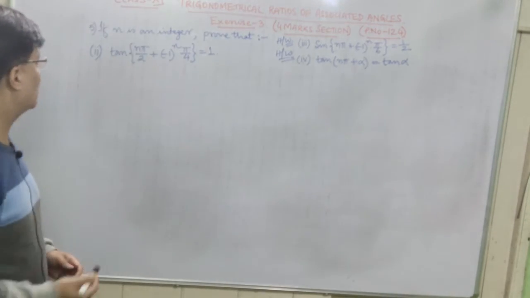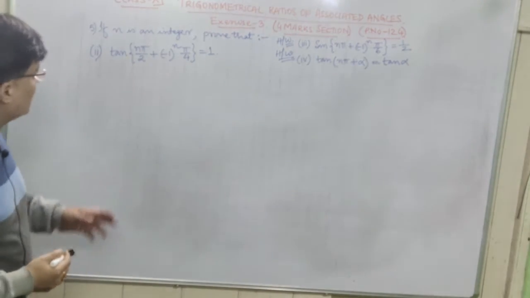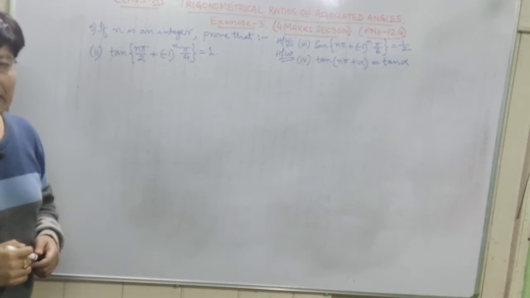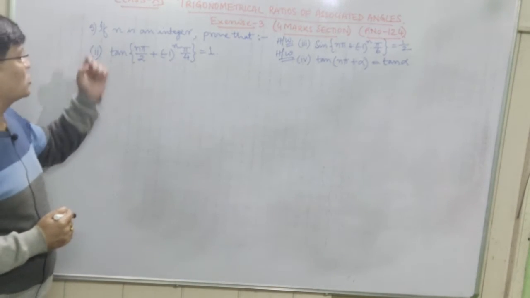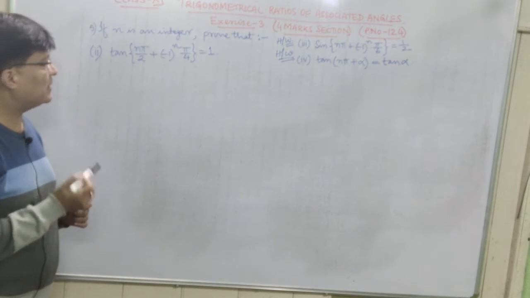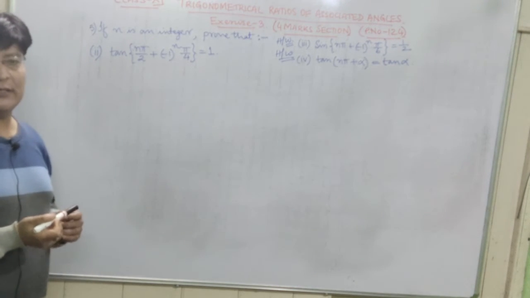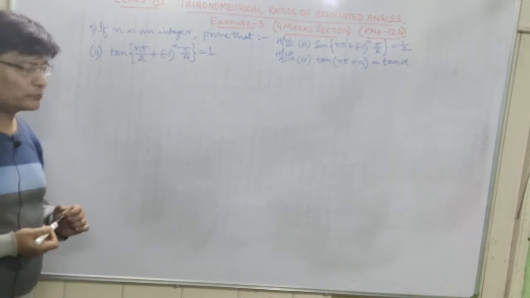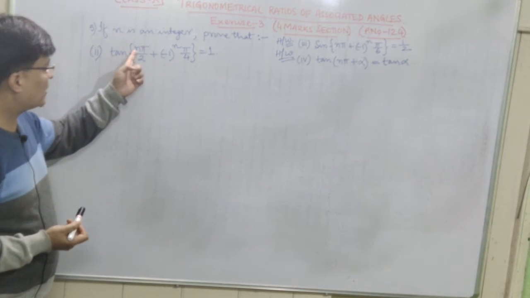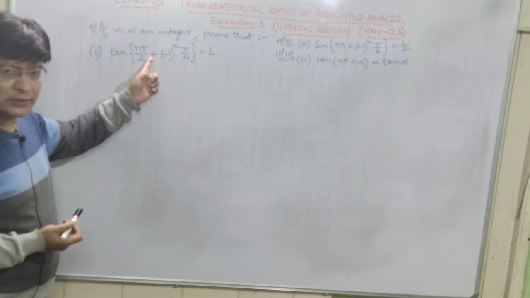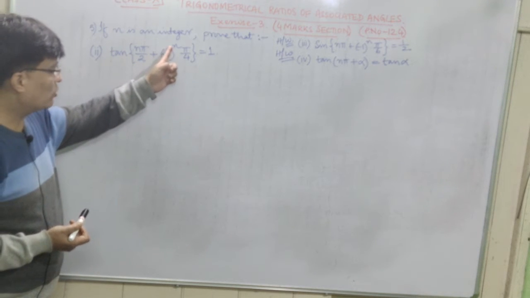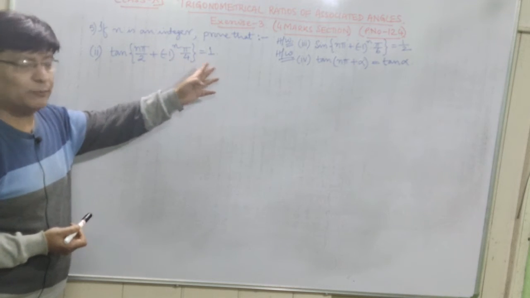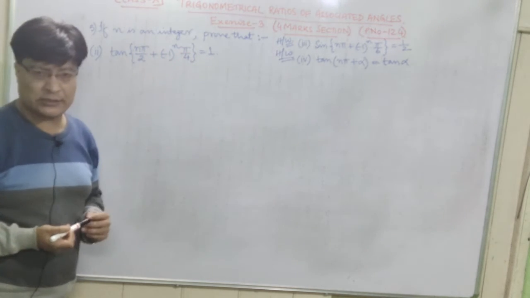So now we'll do the next question, that is 5 number 2. This is the same type of question as we have done in the previous problem. So question number 5: if n is an integer, it may be even integer, it may be odd integer, you have to prove that number 2: tan of within second bracket n pi by 2 plus minus 1 whole to the power n into pi by 4 is equal to 1. You have to prove that LHS is equal to RHS.